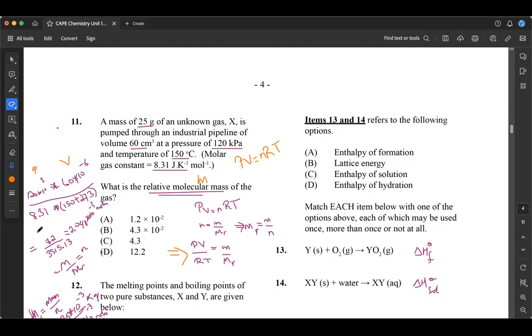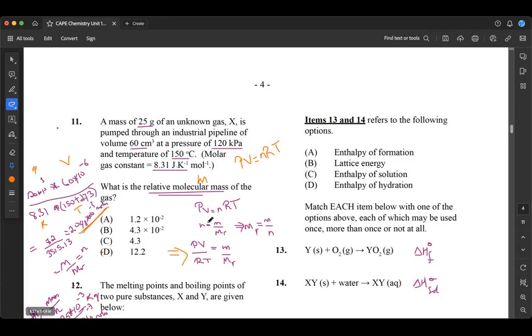And then my R term now is here, 8.31. And then my temperature is here. I have to convert the Celsius to Kelvin so I just add 273 to that 150, right? And then what I came out with, once I multiplied through the top and then divided by the bottom, I get 7.2 divided by 3,515.13. And I come out with 2.048 times 10 to the negative 3 moles, right? So that's the number of moles of the gas that we have.